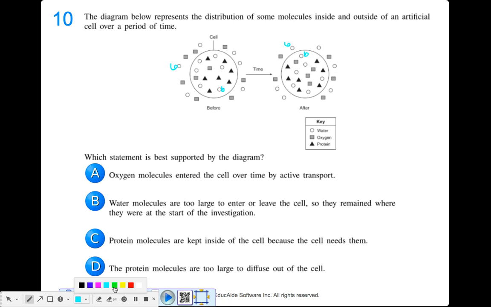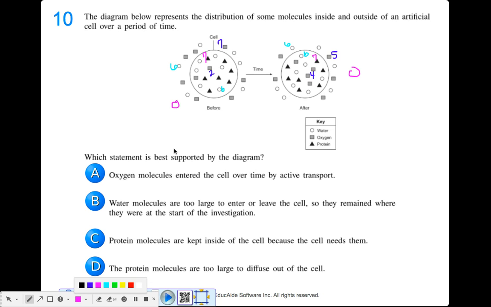Right, and now let's see, what color should we make oxygen? I'm gonna make it dark blue. Oxygen, 1, 2, 3, 4, 5, 6, 7 outside. 1, 2 inside. And after time, we have 5 outside and 4 inside. So oxygen changed. Now let's look at proteins. I'm gonna make proteins purple. 7 outside, 0 inside, and then still 7, 0, so it didn't change.